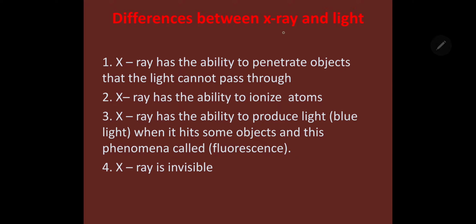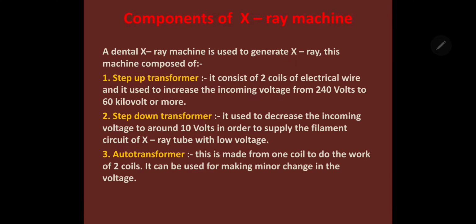Differences between X-ray and light. X-ray has the ability to penetrate objects, while light cannot pass through. X-ray has the ability to ionize atoms. X-ray has the ability to produce light, blue light, when it hits some objects, and this phenomenon is called fluorescence. X-ray is invisible.